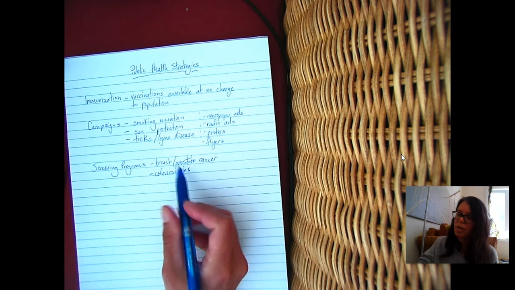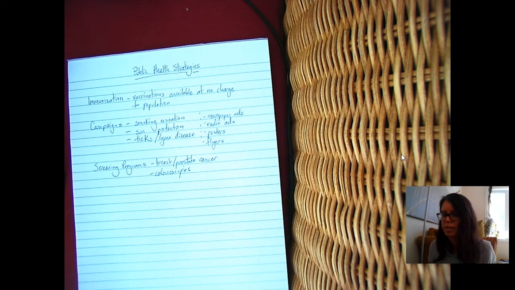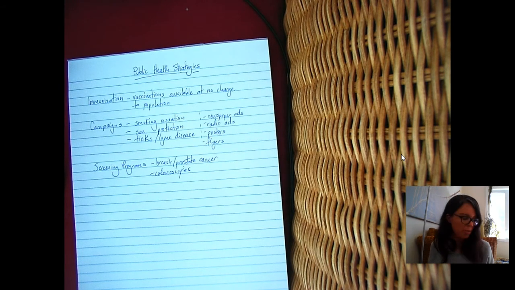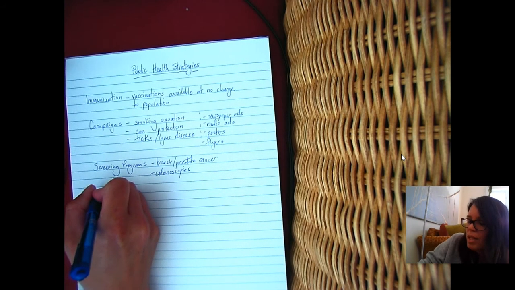And we have access to that in our local hospital, as I showed you. So you might know people who've gone in for those, usually older adults, but not necessarily. Sometimes you might have had this, not the colon one, for other reasons. Okay, the last one we're going to put here is education.